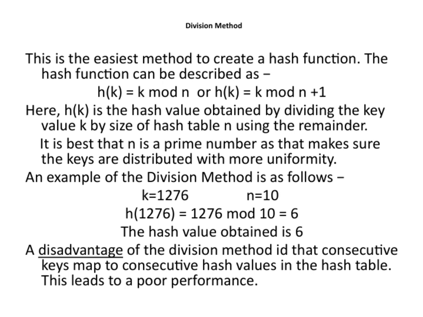Suppose we have k equals 1276, and our hash table size n is 10. To find the hash value, we calculate 1276 mod 10, which equals 6. So the hash value we get for that key is 6.